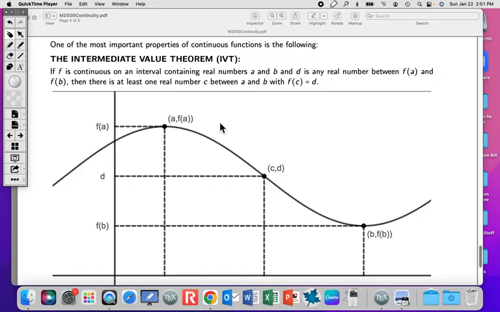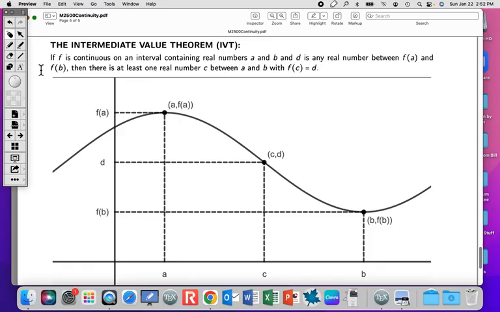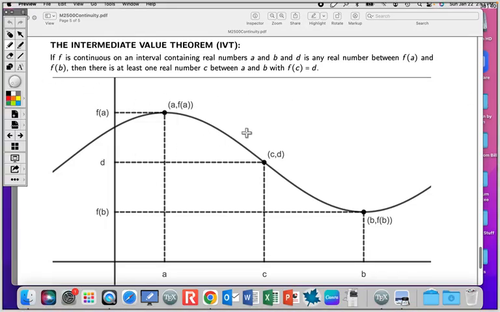That being said, we can certainly talk about why it's true based on our understanding of continuous functions. So the intermediate value theorem says the following. You've got a continuous function f on an interval containing real numbers a and b, and d is any real number between f of a and f of b. Then you're guaranteed at least one real number c between a and b with f of c equals d. Now that's a whole alphabet soup of letters there, which is why we should think about this graphically.